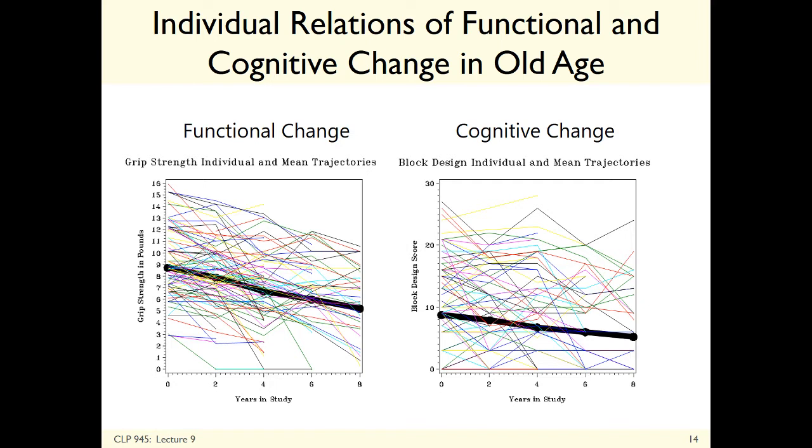But if you want to know at the individual level, is this person who started out super strong the same person who started out super smart? And did this person who fell off the cliff here, did they fall off the cliff in cognition too? So these are associations in change as described by relationships among intercepts and relationships among slopes.